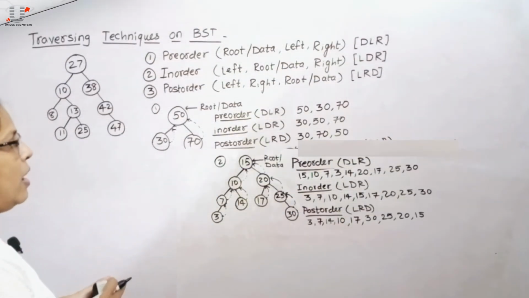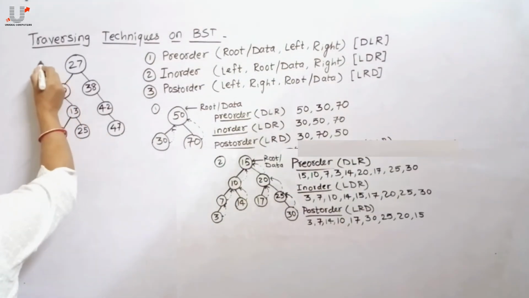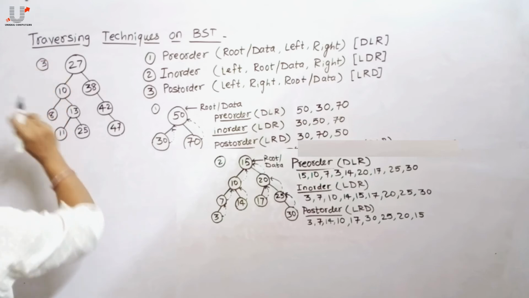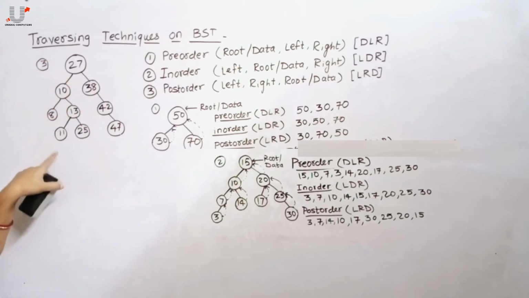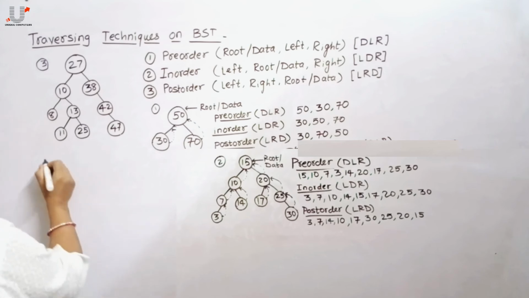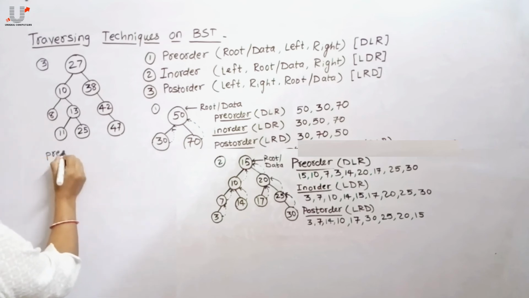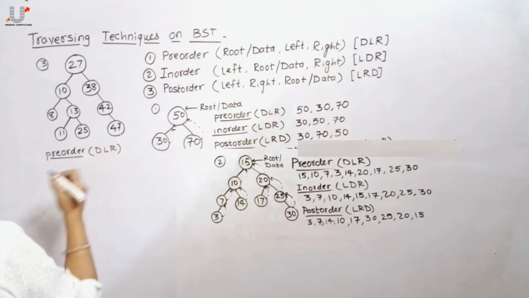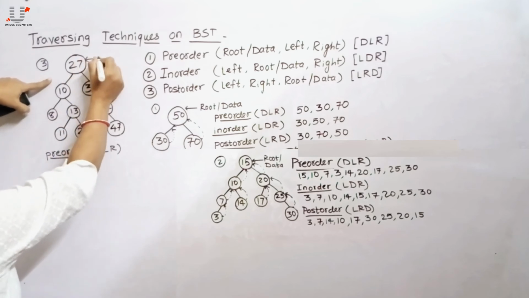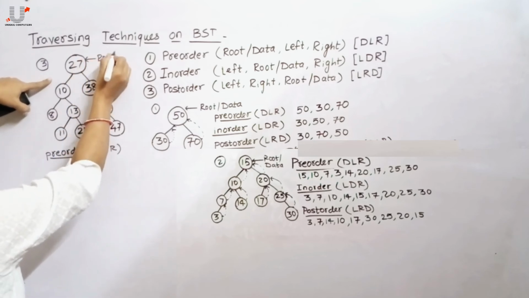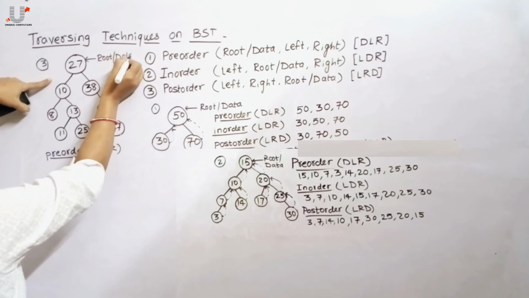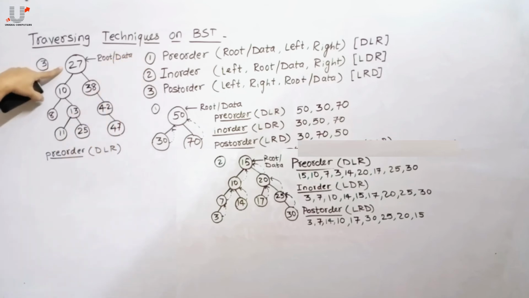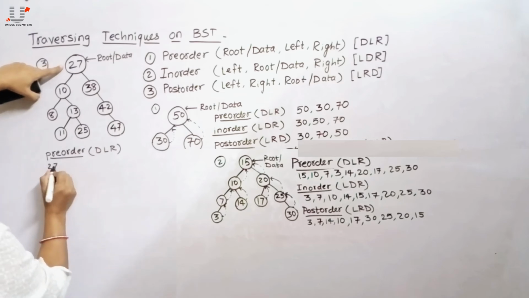Now again apply the same, pre-order traversing on this binary search tree. First we apply pre-order. Pre-order means data, then left and then right child. Processing starts from the root node, or we call it data. Then DLR gets applied on this. So 27, that means data itself gets displayed.